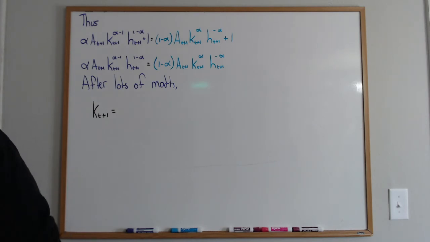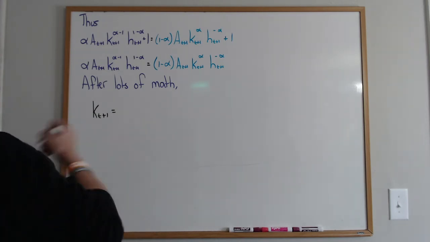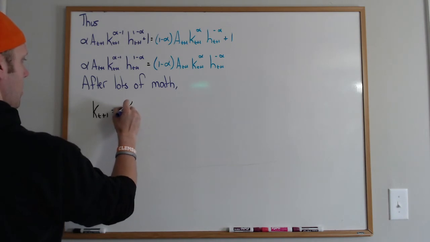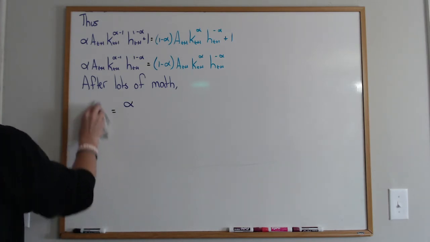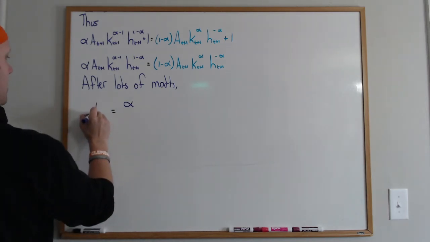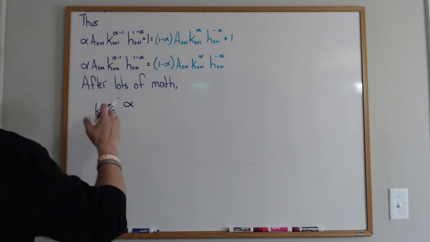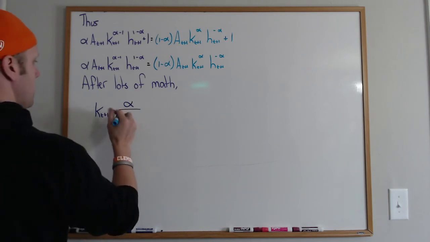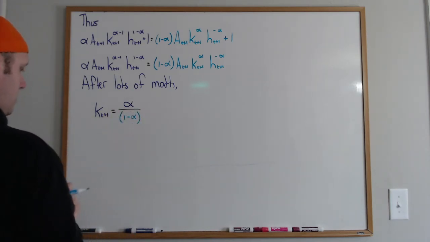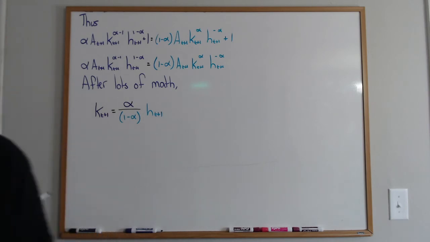I get that k_{t+1} ends up being equal to alpha over one minus alpha times h_{t+1}. I'll keep the colors a little different so you know exactly what equations these are coming from.